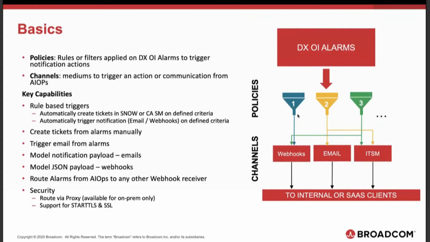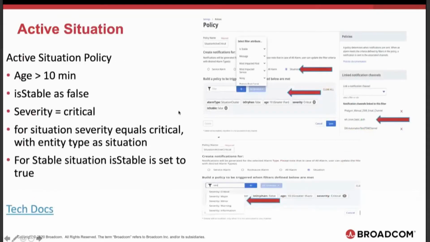The filters or policies are just a set of rules which you define for an alarm. Just like, if a situation is critical and the age is greater than 10 minutes, create a ticket, or send an email, or send me a webhook. A single policy can be linked to multiple channels, and channels are the means of communication from AI Ops. We also support proxies, which is only for the on-premise. So these are the basics which you might already be knowing.